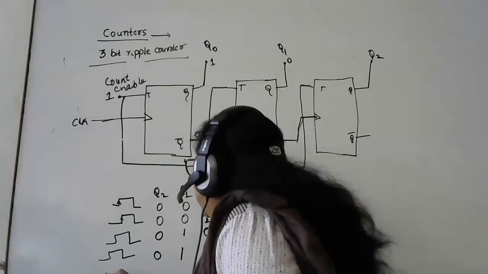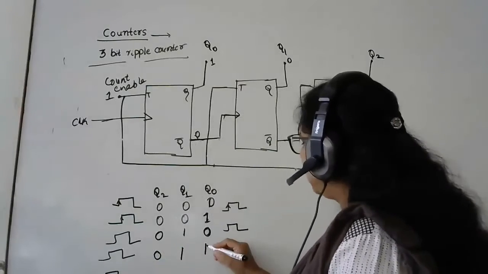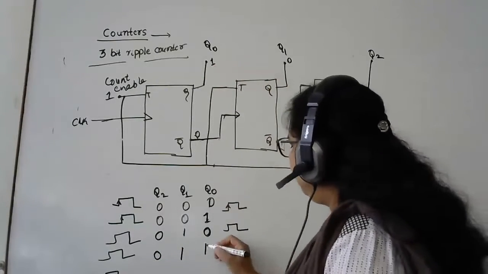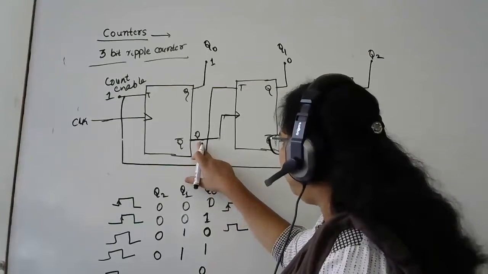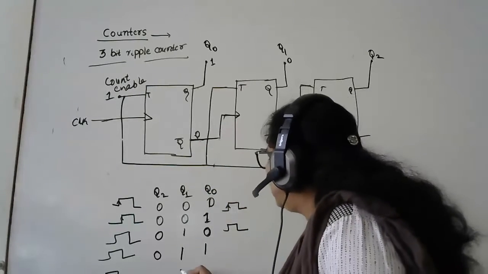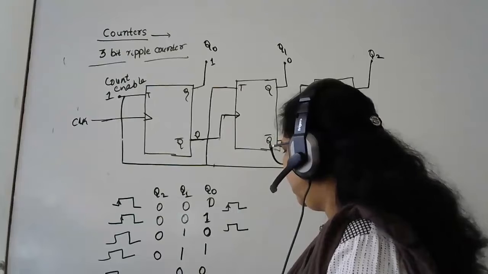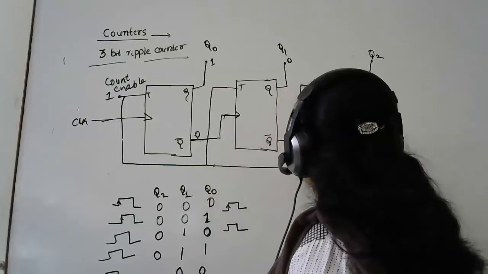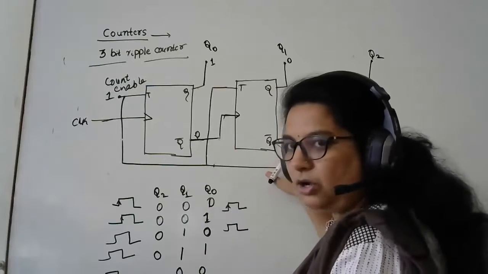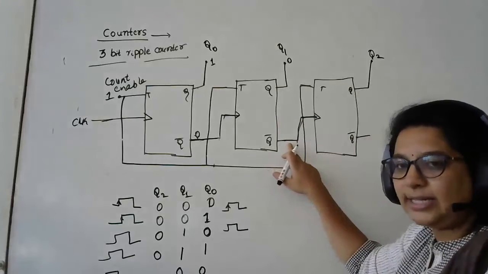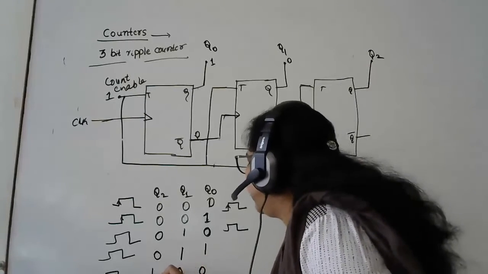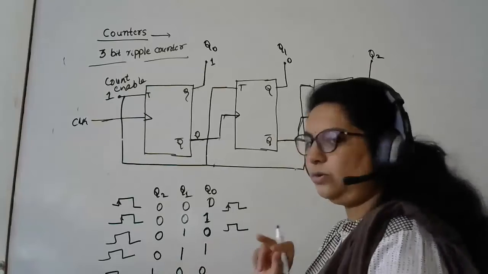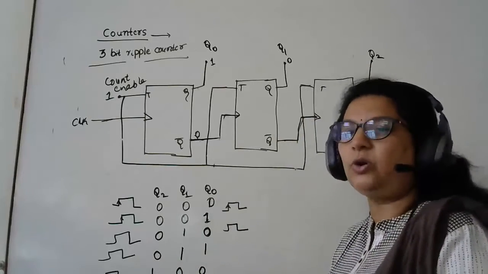Now let us apply the next clock pulse. When I apply the next clock pulse, this 1 becomes 0. When this becomes 0, its complementary output will become 1. That is given as a clock pulse into this. So this becomes 0. When this output becomes 0, what happens to this? This will be a negative edge, so this will be 1. As this is 1, what happens to the output of this? This will become 1. So it is 1, 0, 0. So this goes on like this.